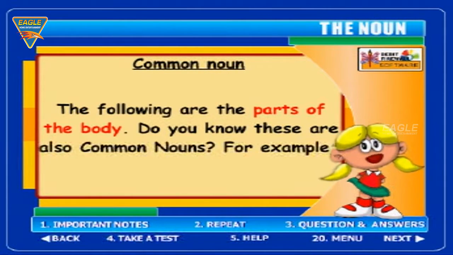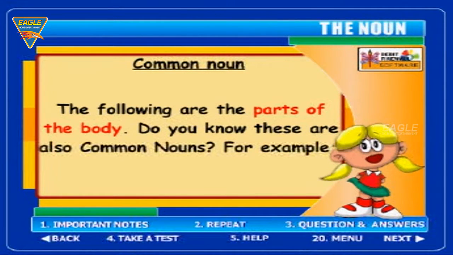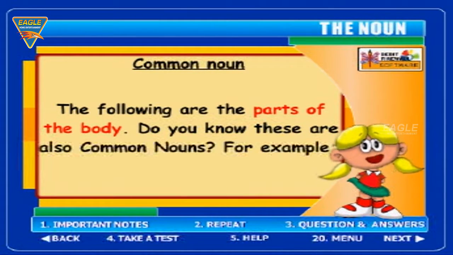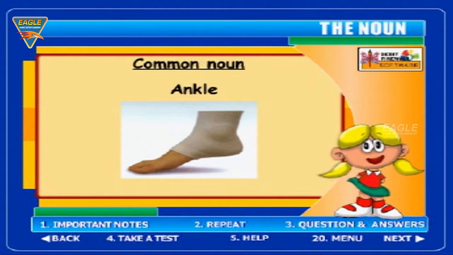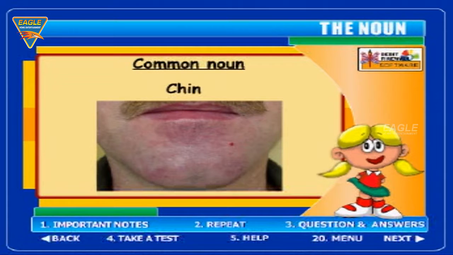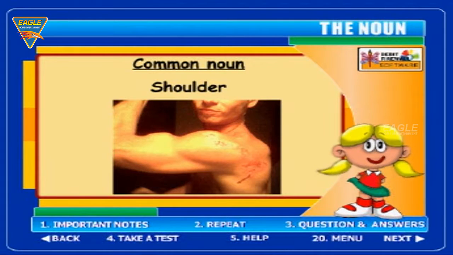The following are the parts of the body. Do you know these are also common nouns? For example, ankle, cheek, chin, toe, shoulder.